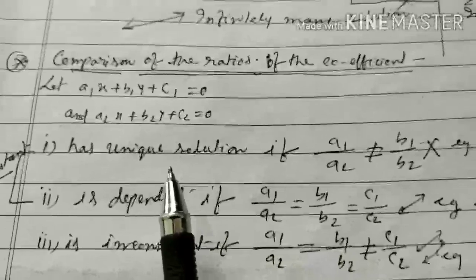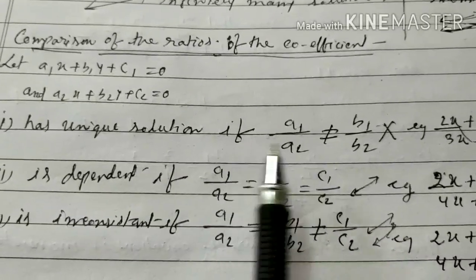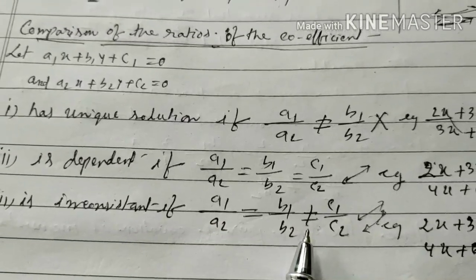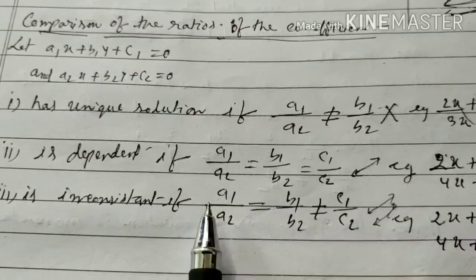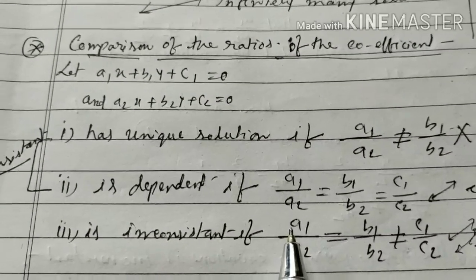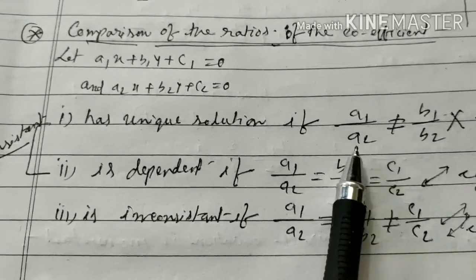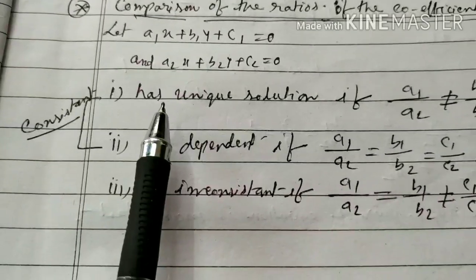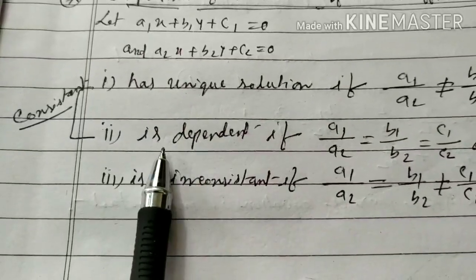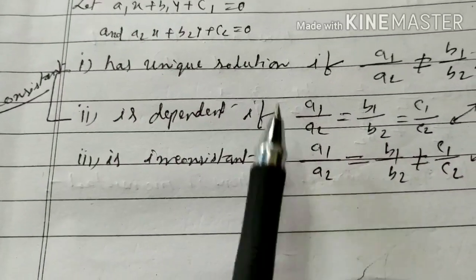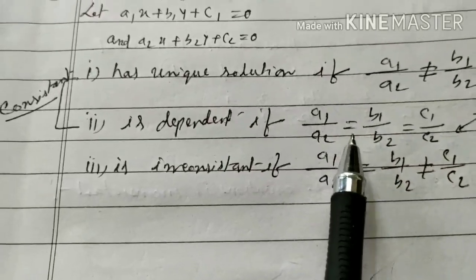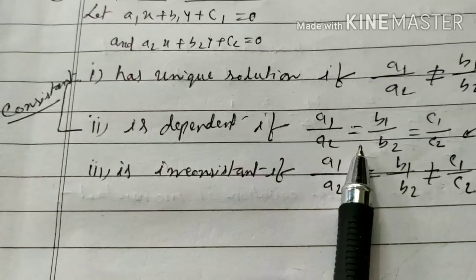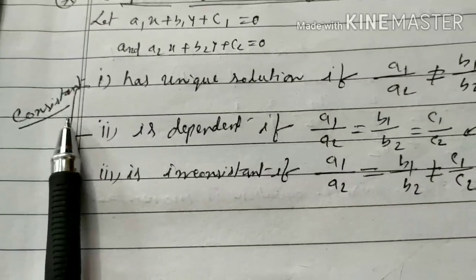A pair of linear equations is said to have a unique solution if option b, dependent if option b, inconsistent if option b. Consistent has two types: one has a unique solution, another is dependent, that means many solutions. In both the two cases it is consistent, at least one solution. It may have one solution or more solutions.